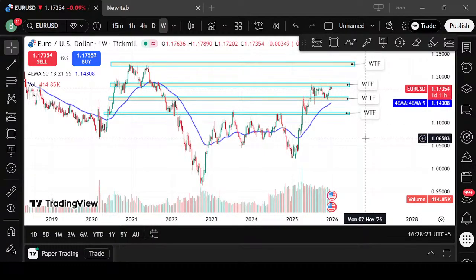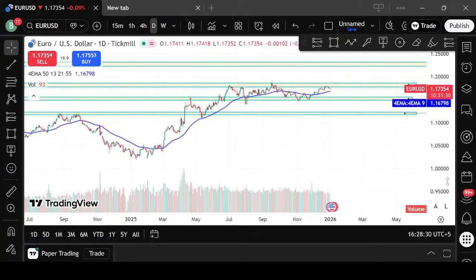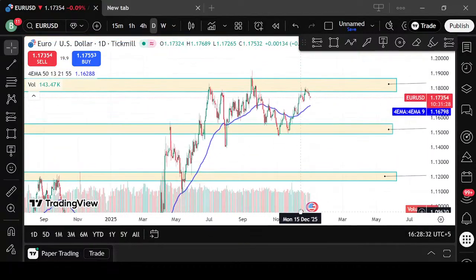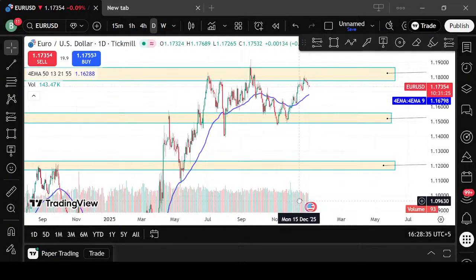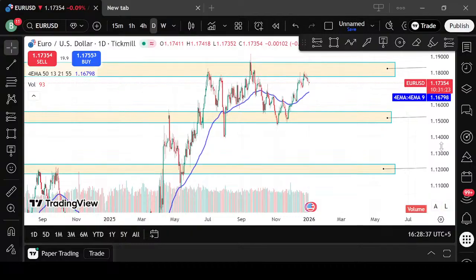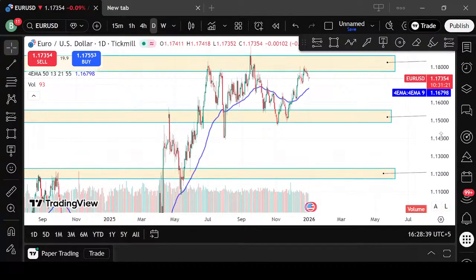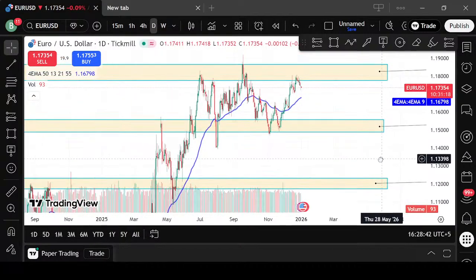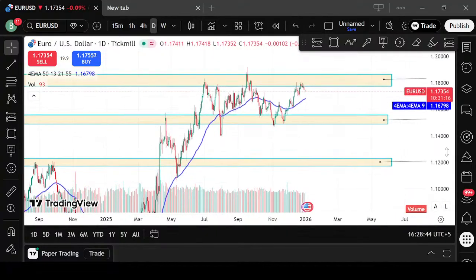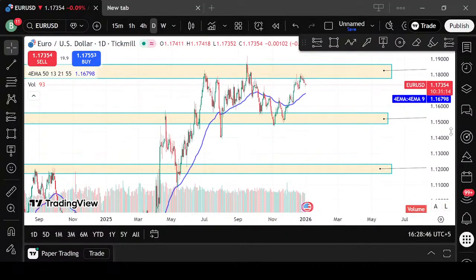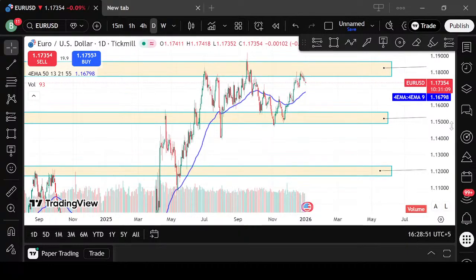Now we will move on to the next time frame, which is a little bit lower, the 1D time frame. I have analyzed the market on the weekly time frame. Now let's zoom out a little bit. You can clearly see the price action right here. On the lower time frame, it is making higher highs and higher lows, but right now it is also at a resistance.